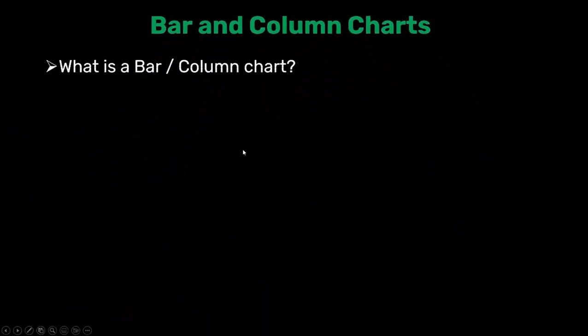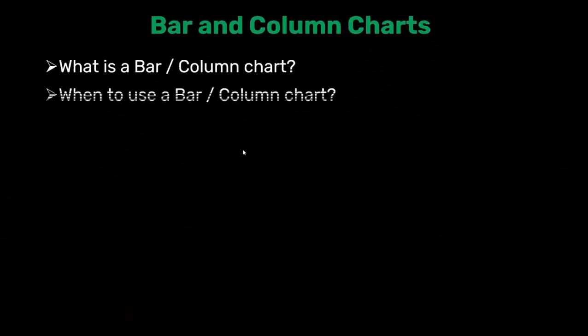So if you have seen the previous videos, you've seen how the bar chart looks. The bars in the bar chart can be plotted horizontally or vertically. When they are plotted vertically, they become column charts. Okay, we will understand the difference between the two shortly. Right, so we have understood what a bar and column chart is in basic terms.